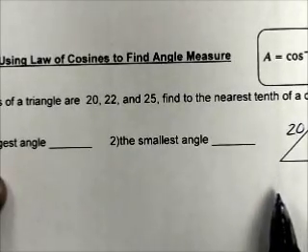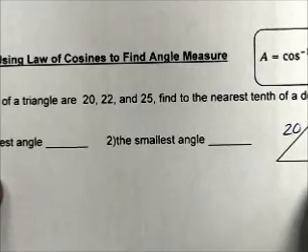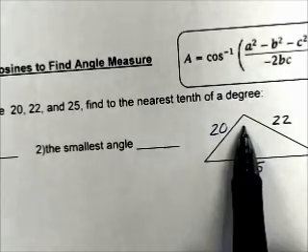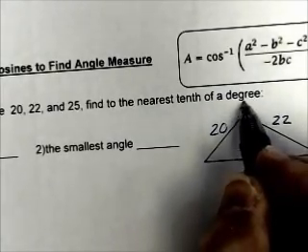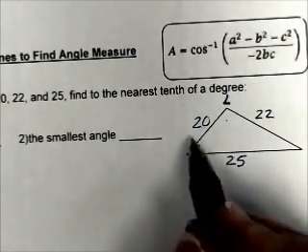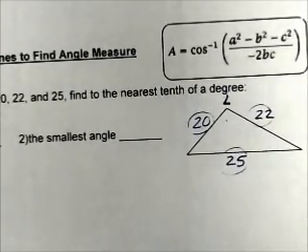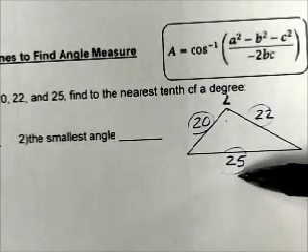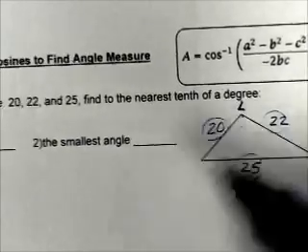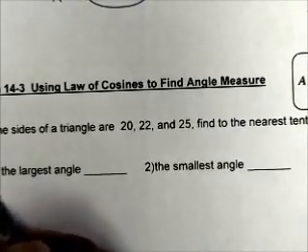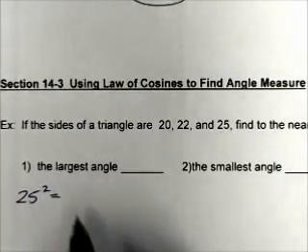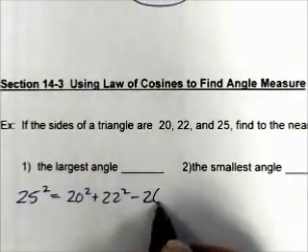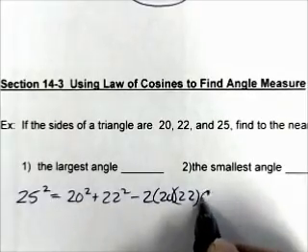The largest angle is opposite what? It's opposite the longest side, okay? So I'm going to call this angle L. We have all three sides of our triangle represented here, and we're finding angle L, so we start with the side opposite that. Plugging into law of cosines, we're going to say that 25 squared is equal to the sum of the squares of the other two sides, 20 squared plus 22 squared, minus twice their product, times the cosine of our angle.